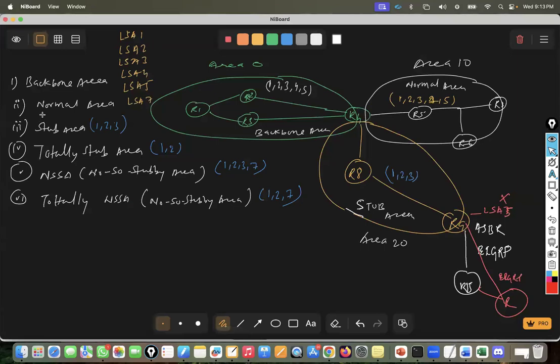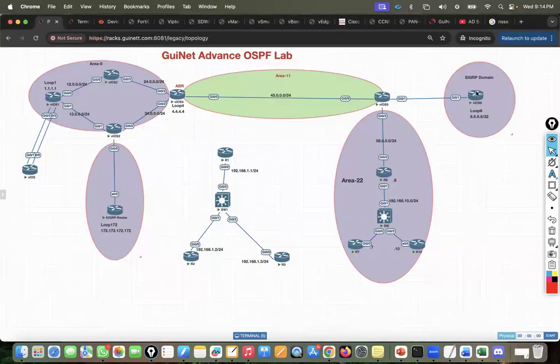Be clear about these areas: backbone, normal, stub, and totally stub area. Now you have to inject the NSSA route, not an external route. Then this stub area and totally stub area are not going to allow that. So how can you do that? For that, you have to make this area not a stub area.